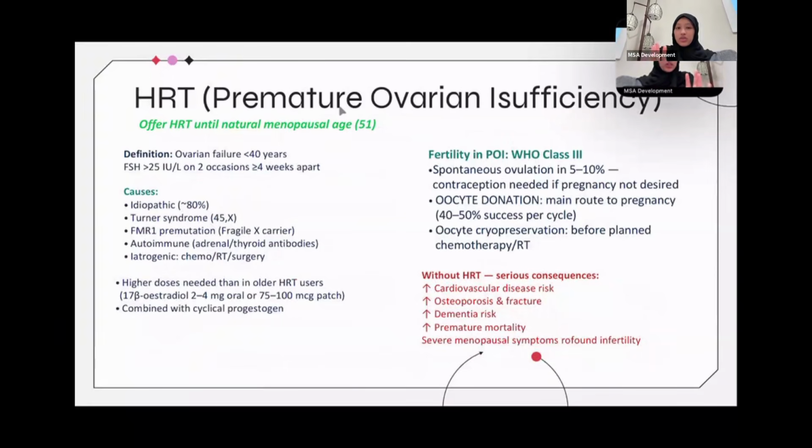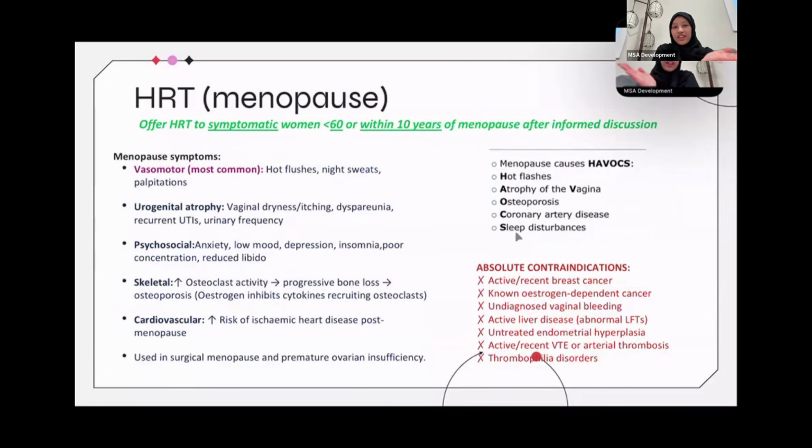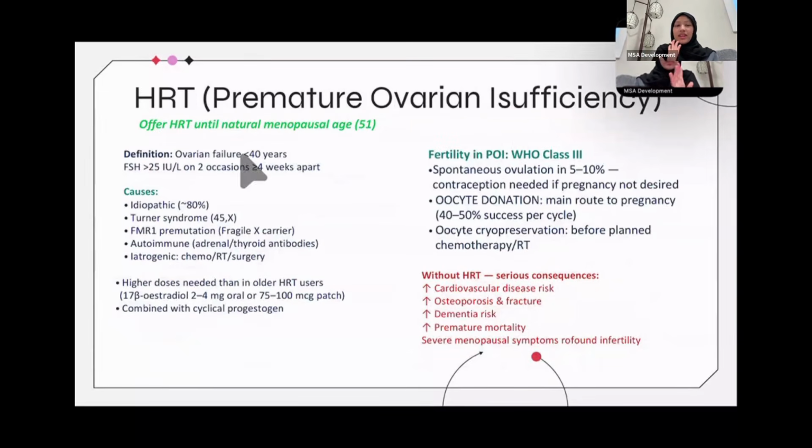So for premature ovarian insufficiency, you just want to give enough. Again, offer HRT until the natural menopause age. You just want to make up for lost time, if that makes sense. Until they reach the menopause age, which is on average 51 years old, you want to replenish that estrogen and progesterone so they do not experience these symptoms at a very young age, and you want to keep them on it until they go naturally into that. So less than 40 years with high FSH is the diagnosis of premature ovarian insufficiency.